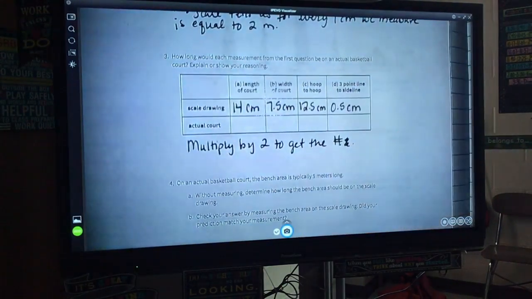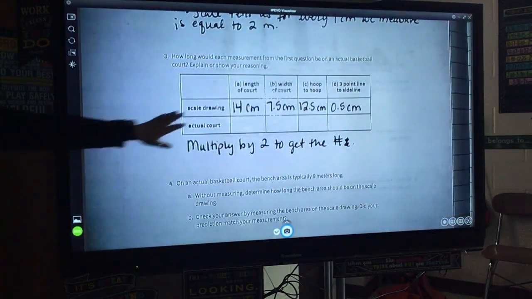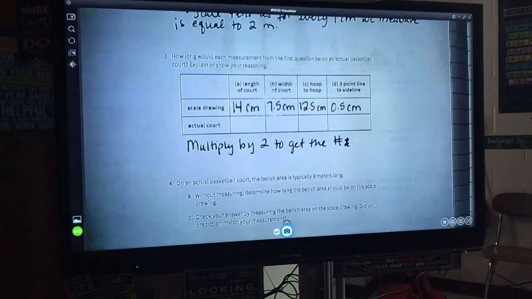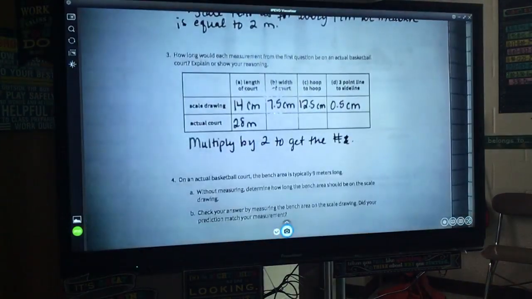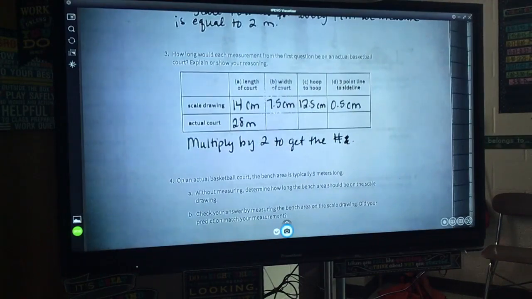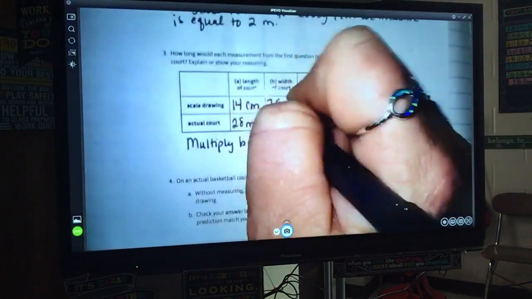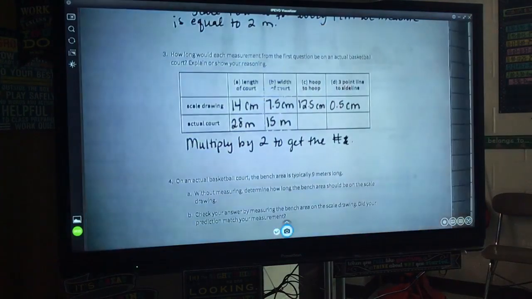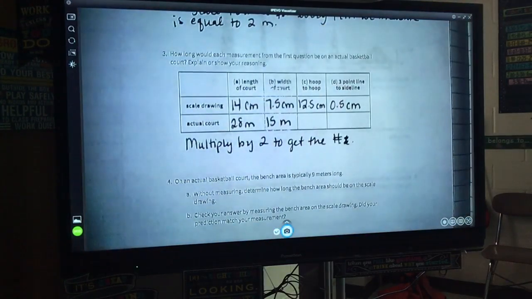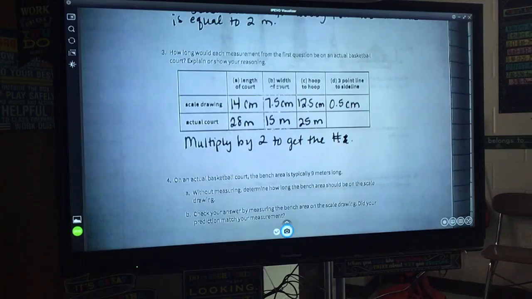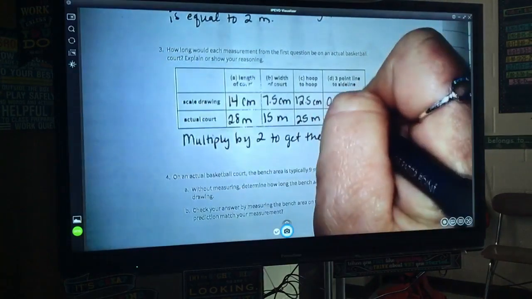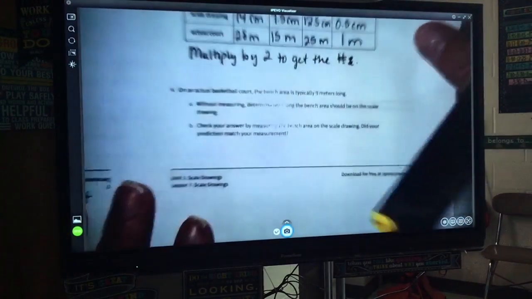So essentially what you're doing with all of these now is you're going to multiply those by 2, but they don't stay centimeters, they become what? Meters. All right, so if we multiply 14 times 2, what do we get? Michaela? 28 meters. Okay. 7.5 times 2? Haley? 15 meters. All right, 12.5 times 2, Cooper. 25 meters. And the last one, half times 2, Gabriel. 1 meter.